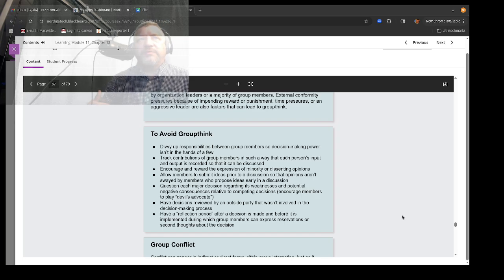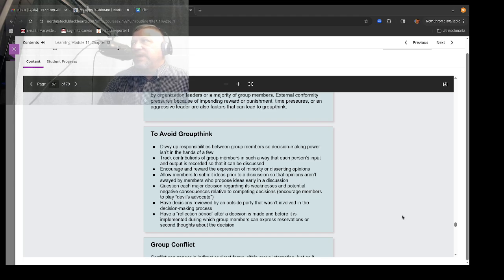To avoid groupthink, divvy up the responsibilities between group members so that decision-making power isn't in the hands of one or two. Track the contributions of group members in a way that each person's input and output is recorded so it can be expressed, discussed, and evaluated. Encourage and reward the expression of minority or dissenting opinions. Allow members to submit ideas prior to discussion so that opinions aren't swayed by members saying it publicly.